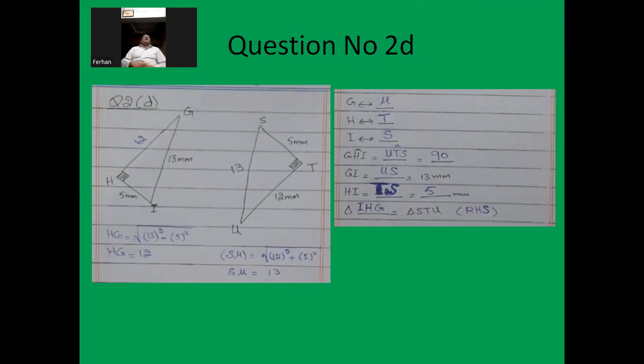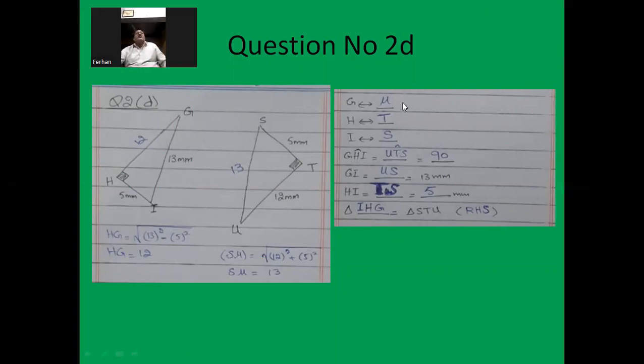Apply the Pythagoras theorem on the HGI triangle and find the HG. So HG will be equal to under root 13 square minus 5 square, and that will be 169 minus 25, that will be 144, and when you take the square root, that will be 12. So the HG side will be 12, and I can apply the Pythagoras on the 5 and 12 in the STU triangle, and I will get 12 square plus 5 square under root, and that will be 144 plus 25, and that will be 169, and when you take the square root, it will be 13. So now I know the three sides.